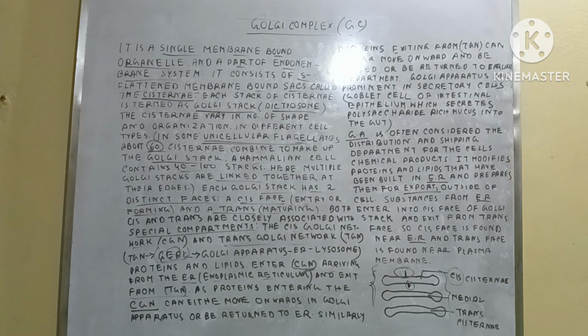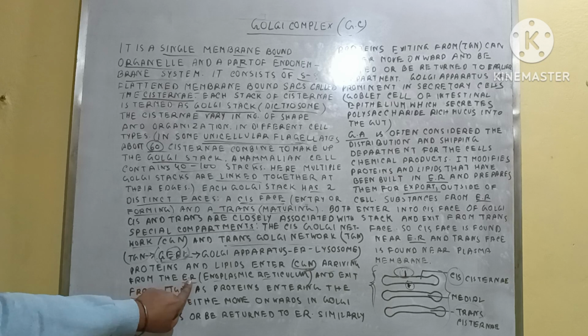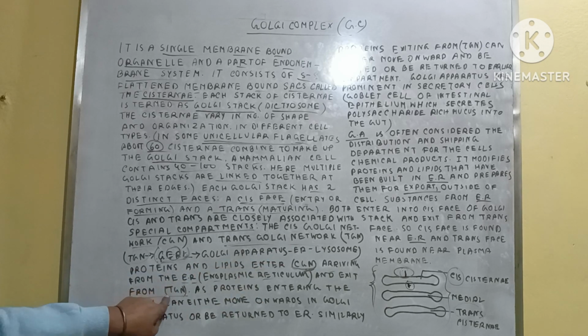What is being said is that any protein particles or lipid particles coming from the endoplasmic reticulum or another part enter through the CGN. CGN means cis Golgi network, and this is arriving generally from the ER, as I have told, and this exits from the TGN, or the trans Golgi network.